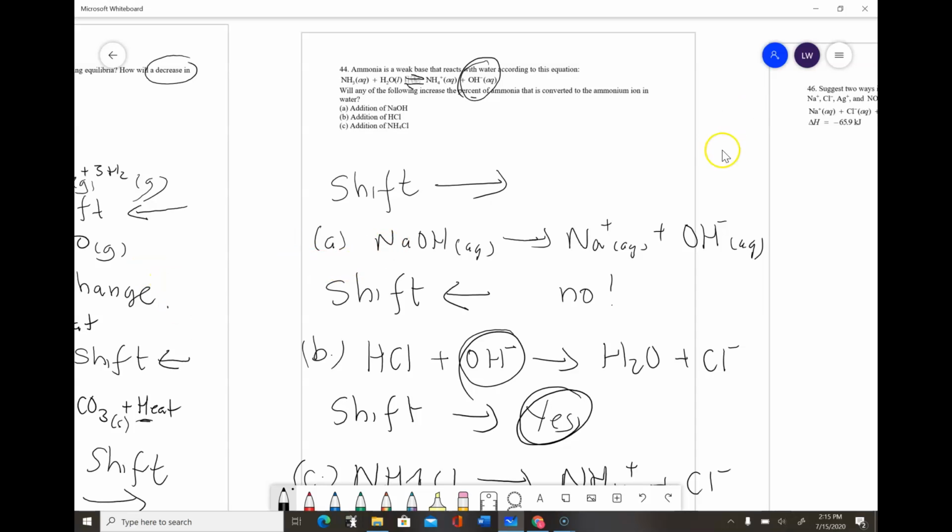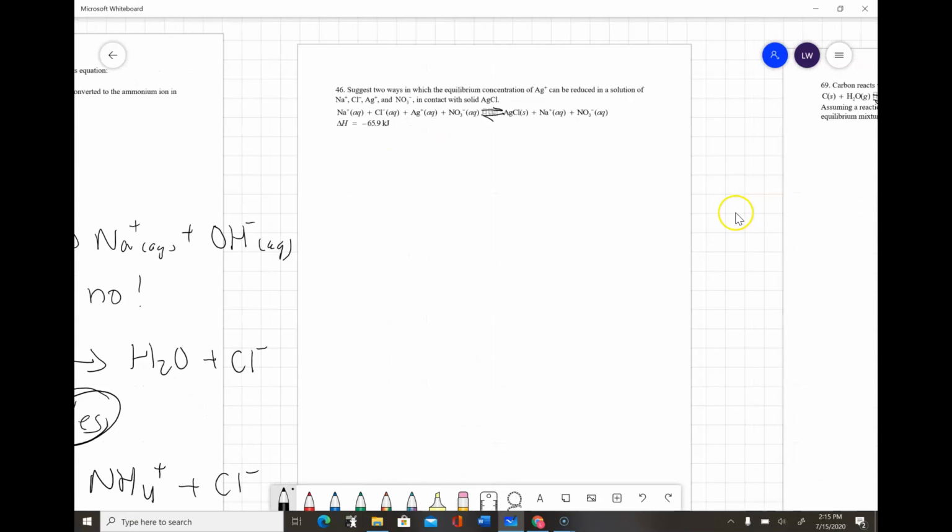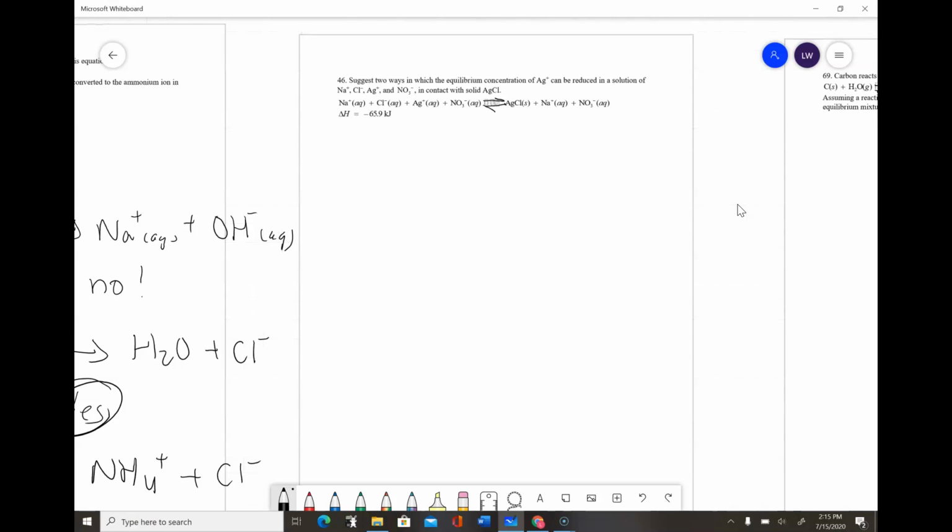So the next question, 46, is in a similar kind of vein. It's about Le Chatelier's principle as well, but it includes for the first time some information about a solid in the equilibrium. And so what we want to recognize is that the concentration of solids doesn't change. So we kind of need to be aware of that. This reaction is also exothermic, and it's going to be sensitive to temperature changes.